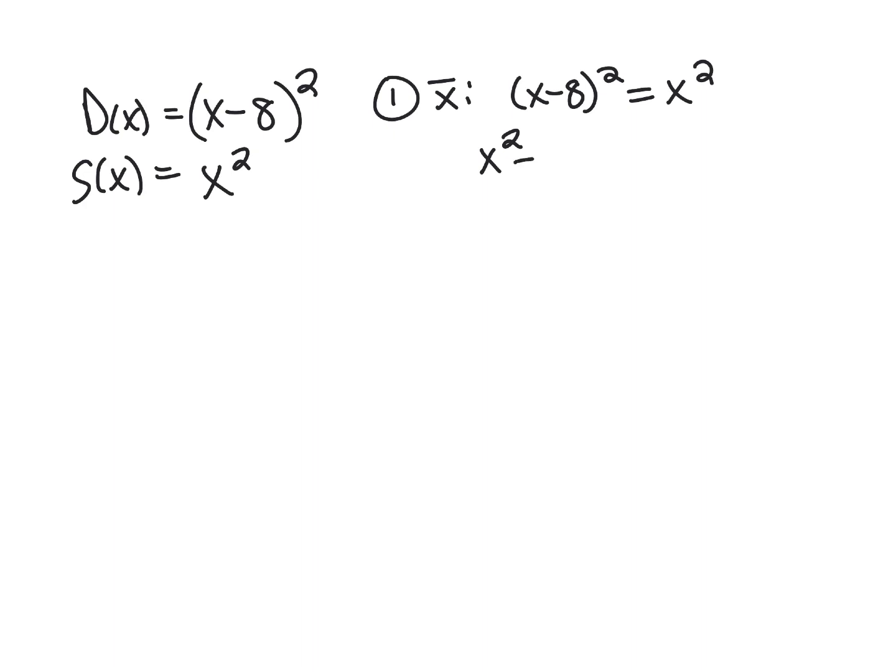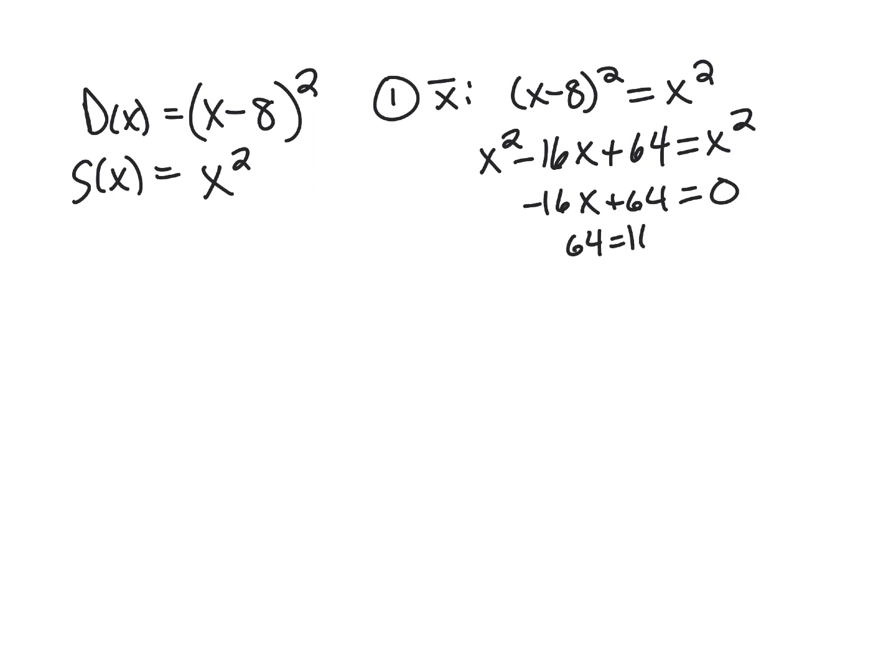So I don't want to do it that way. I'm going to FOIL this out. Minus 16x plus 64. Subtract x squared from both sides. And we get 64 equals 16x and 4 equals x bar. 4 units is our equilibrium demand.